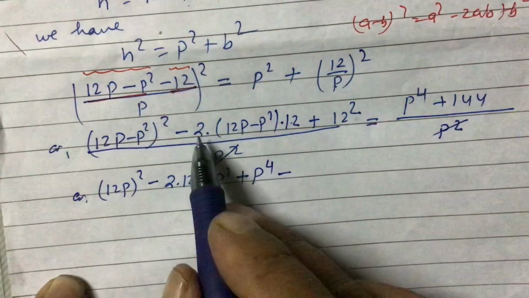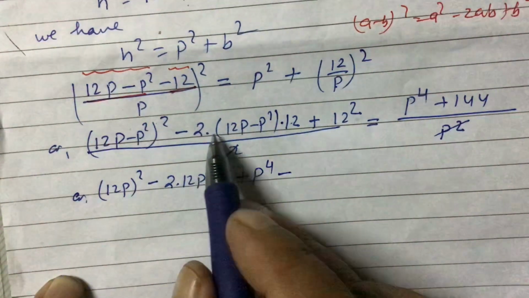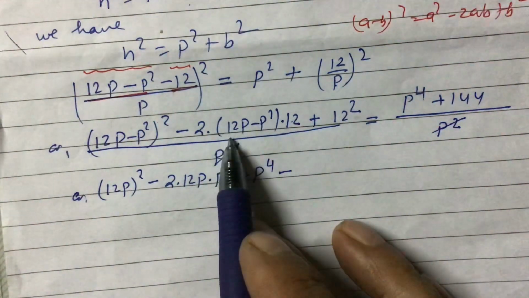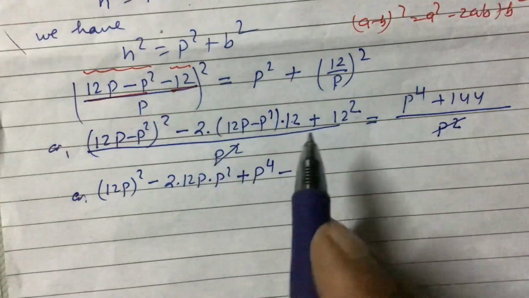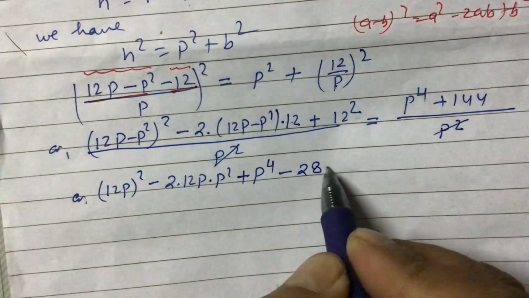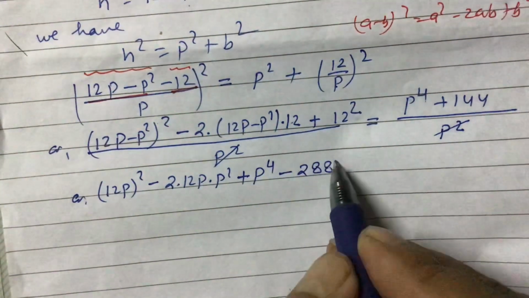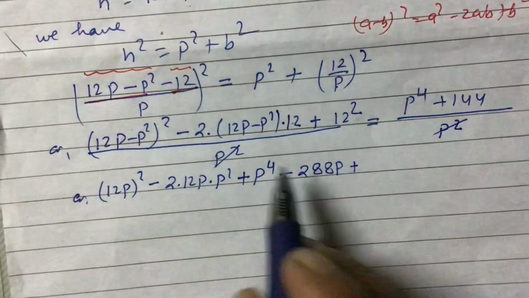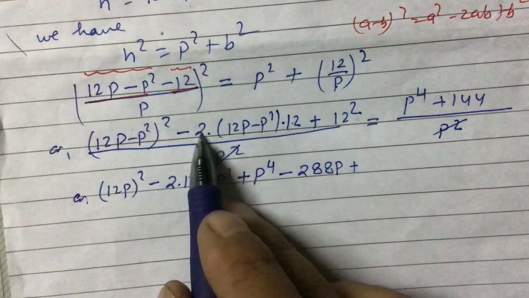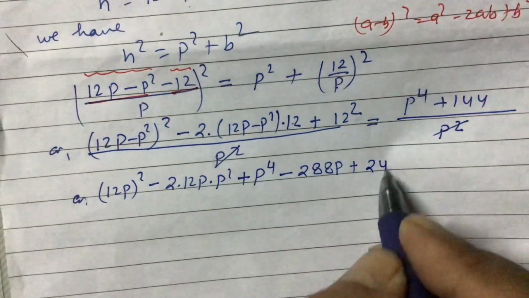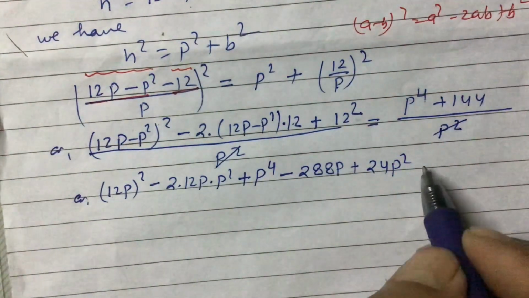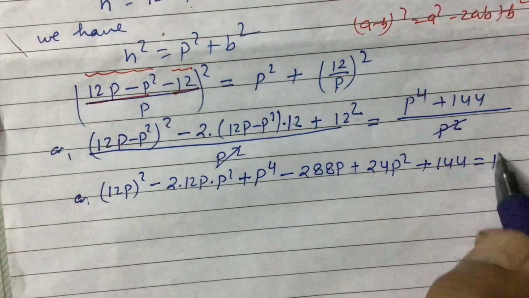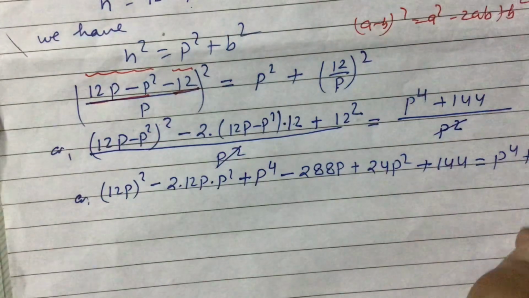Now this 12 times 2 is 24. 24 times 12, you can multiply now. 12 twos are 144. 144 times 2 will be 288. And then P, it will be, again, minus minus plus P, 12 times 2 is 24P square, 24P square, this much. Plus 12 square is 144, is equals to P to the power 4 plus 144.